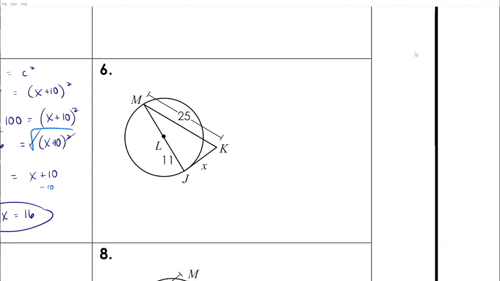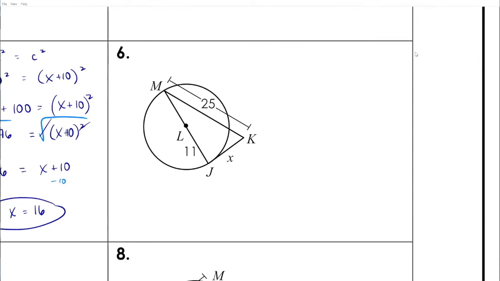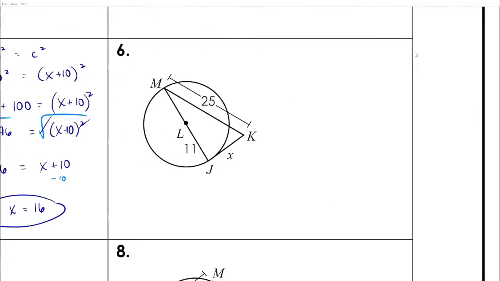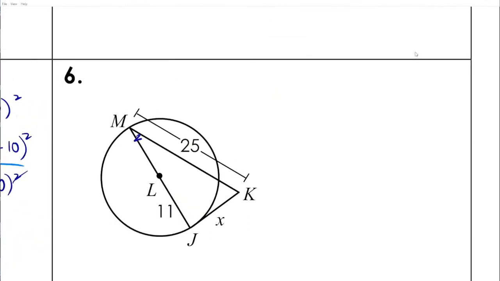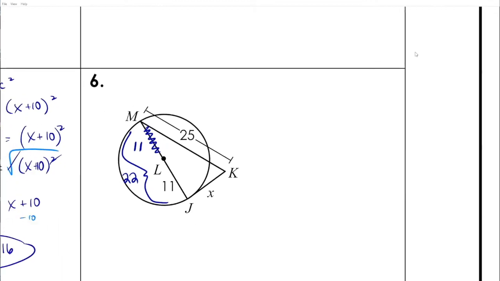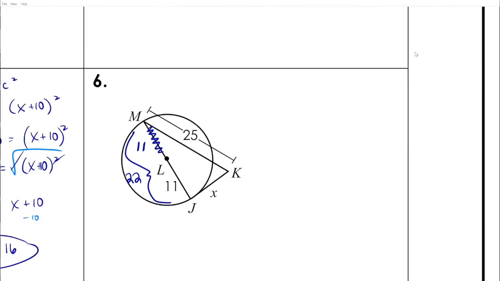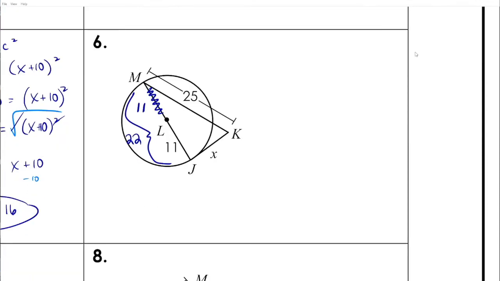All right, let's hop across to 6. So they keep trying to trip you guys up by leaving portions of our triangle blank. ML is simply another radius. And we know the radius of this circle is 11. So if one radius is 11, the other one has to be 11, making the full diameter 22. Because MJ is simply a chord that passes through the center. So instead of being a basic chord, it makes it a diameter. A chord is a segment with endpoints on the circle.